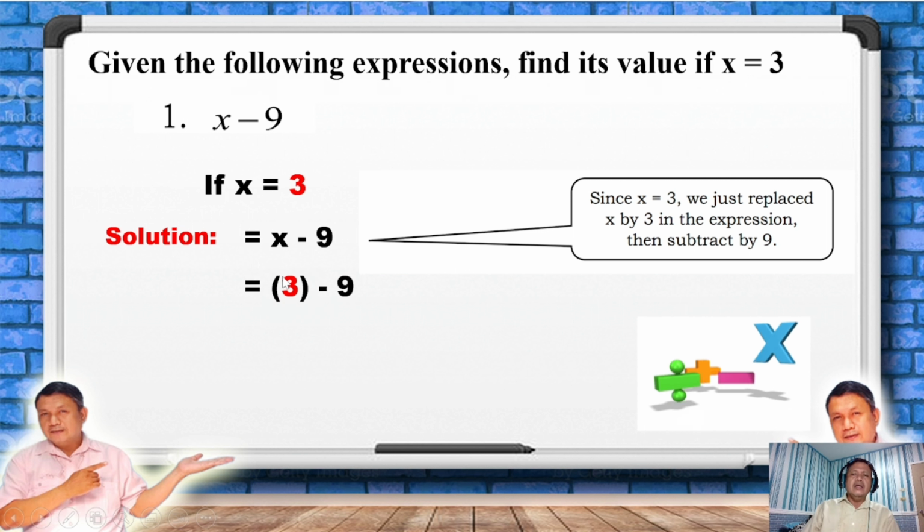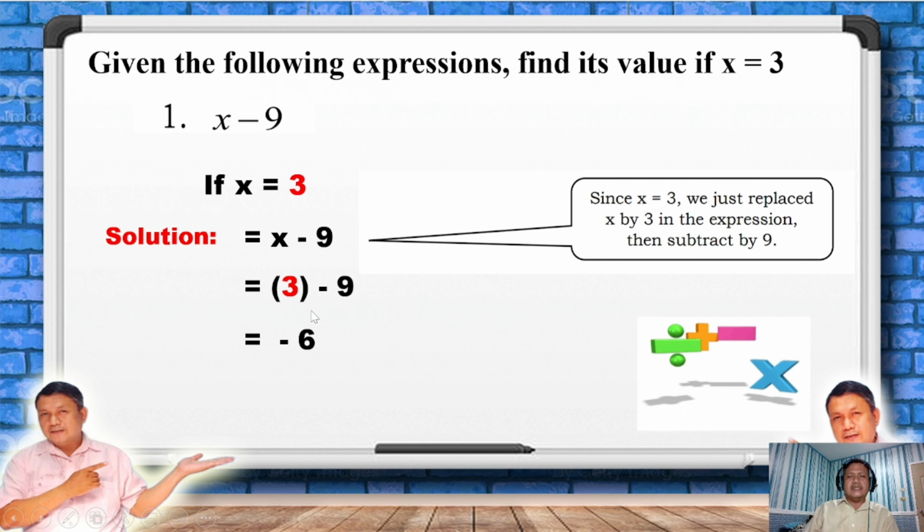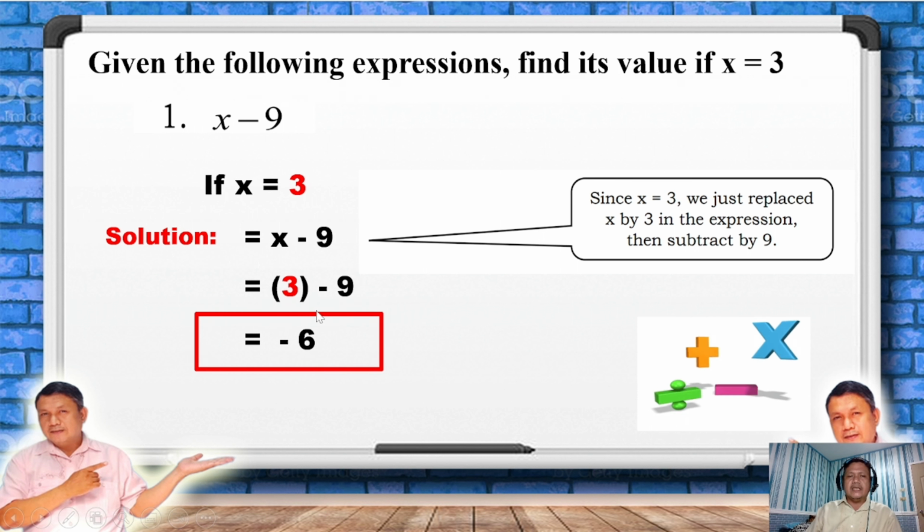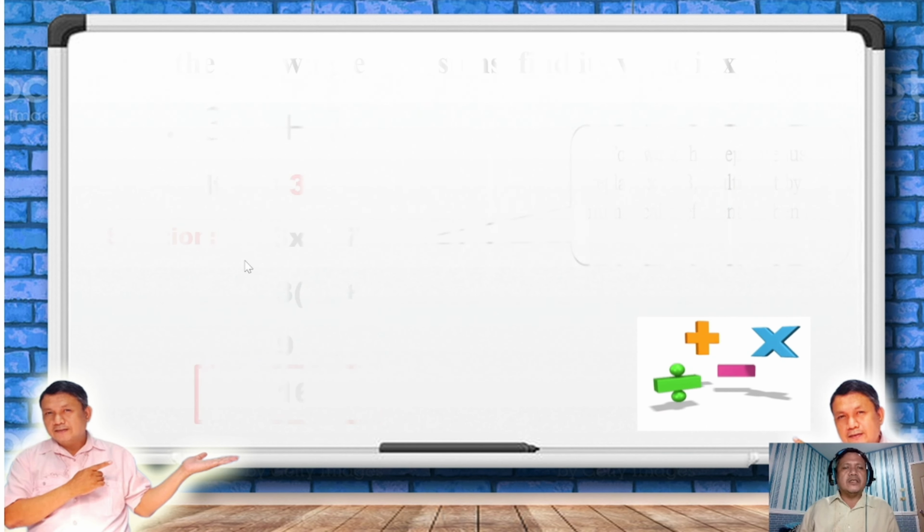Then, subtract by 9. Okay, so remove the parentheses and this will become 3 minus 9. The answer will become negative 6. This is now the value of the expression x minus 9 if x is equal to 3. Let us move to the third example.